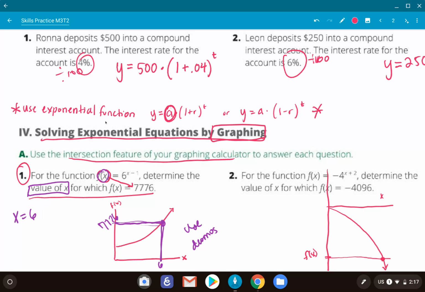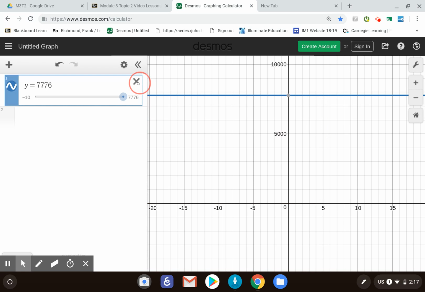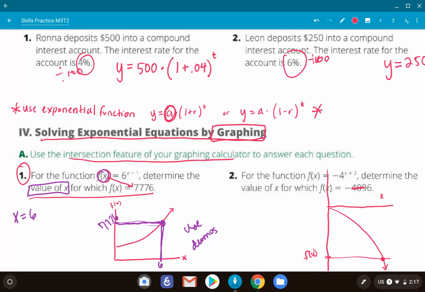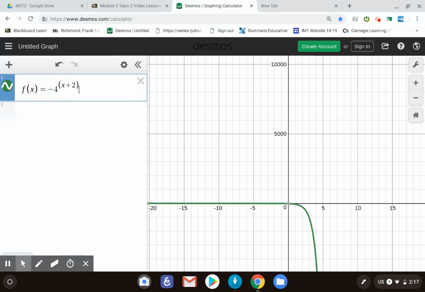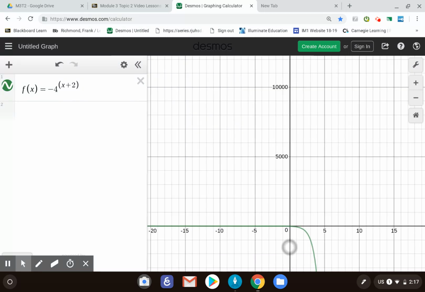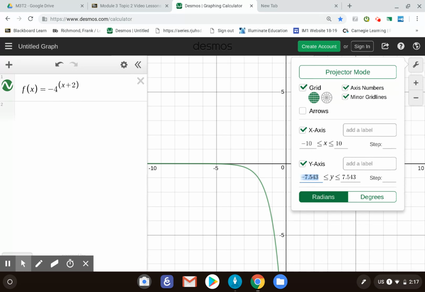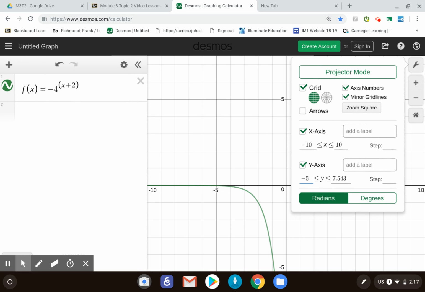So let's go ahead and look and see what that function looks like. -4 to the x plus 2 power. And we need to determine when it's going to equal -4,096. Currently, our y-axis only goes down to hardly anything. So we're going to have to change it so that our y-axis goes down far enough. Let's make it go down to -5,000. That might be a good thing to start with.